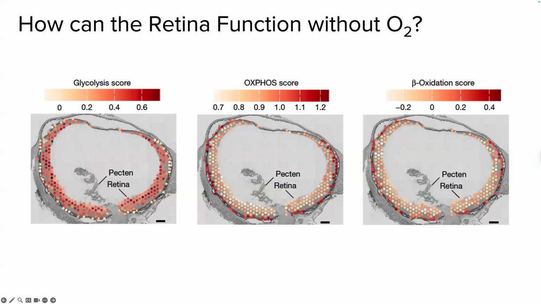If we look at glycolysis, we can see that glycolysis is highly upregulated in the inner layers of the retina, which were the areas that were anoxic, but not really upregulated in the outer part of the retina that is oxygenated. The reverse pattern is seen for oxidative phosphorylation and beta oxidation, which are oxygen-sensitive processes that are primarily found in the outer retina and not in the anoxic inner retina. So this provided some initial ideas that the inner retina probably runs on anaerobic glycolysis.